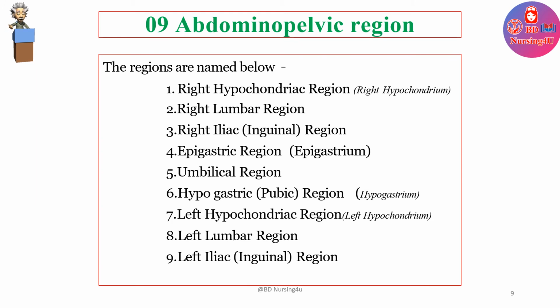Abdominopelvic region. The regions are named below. Right hypochondriac region, right hypochondrium, right lumbar region, right iliac region or inguinal region, epigastric region or epigastrium, umbilical region, hypogastric or pubic region, hypogastrium, left hypochondriac region or left hypochondrium, left lumbar region, left iliac or inguinal region.